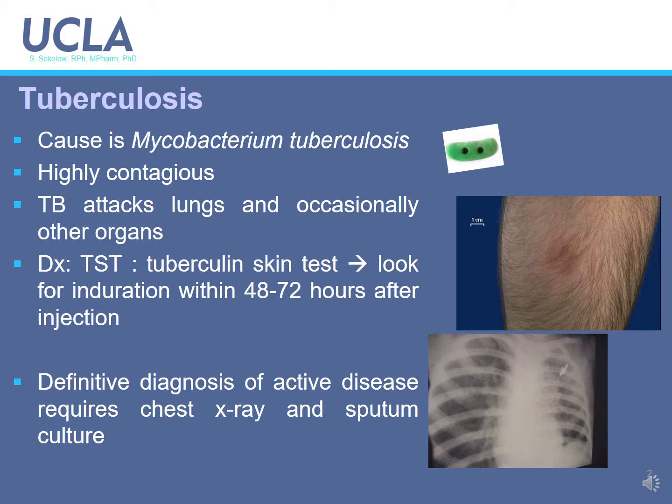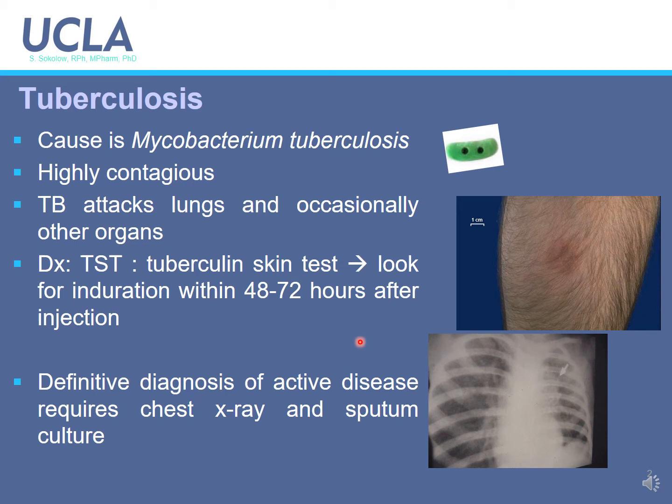So what is the cause of tuberculosis? The cause is the Mycobacterium tuberculosis, and as you may know, tuberculosis is highly contagious. The main target of this bacteria is of course the lung, but occasionally it can also target other organs, and you can see in some cases you can have those rashes in the lower legs.